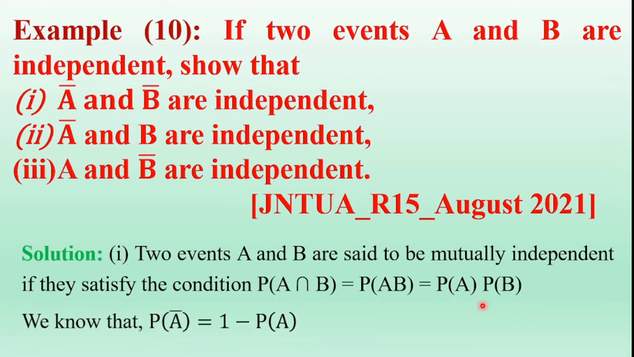We know that probability of A bar is equal to 1 minus probability of A. The probability of success and the probability of failure always add up to 1. That is, probability of A plus probability of A bar is equal to 1. From that expression, probability of A bar is equal to 1 minus probability of A. Now here, first bit: A bar and B bar are independent events. You can prove that.